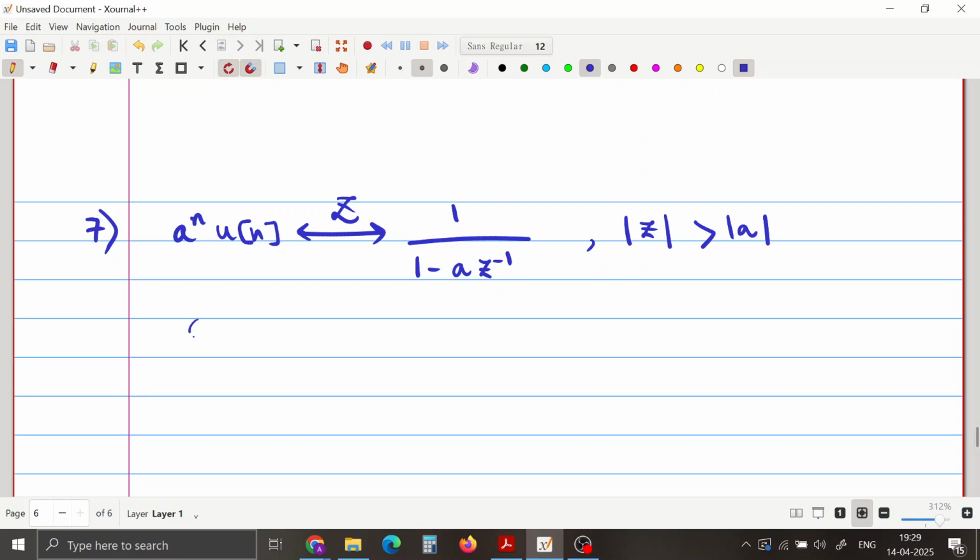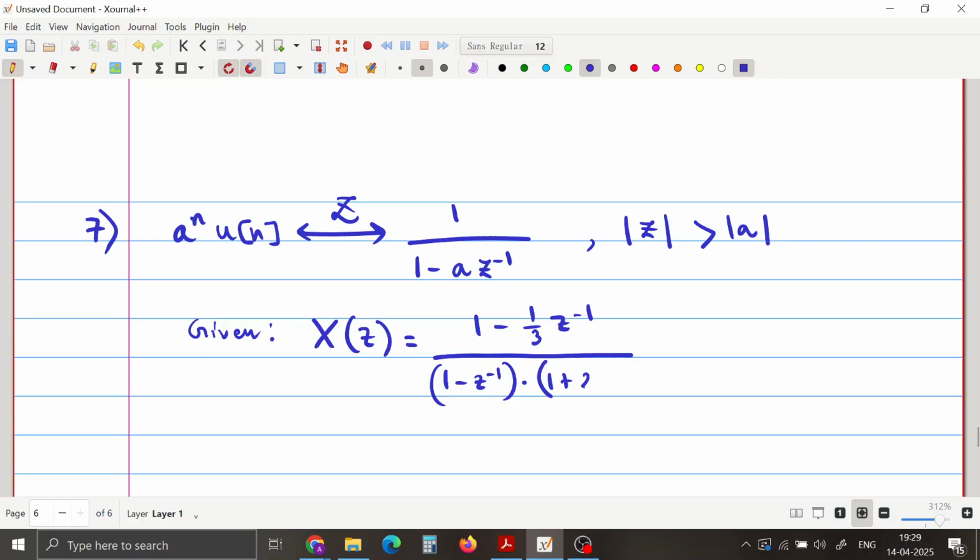Now in our question we are given that capital X of z has this form: 1 minus 1/3 z inverse whole divided by 1 minus z inverse into 1 plus 2 into z inverse, and the ROC for this z transform is given by mod z greater than 2.